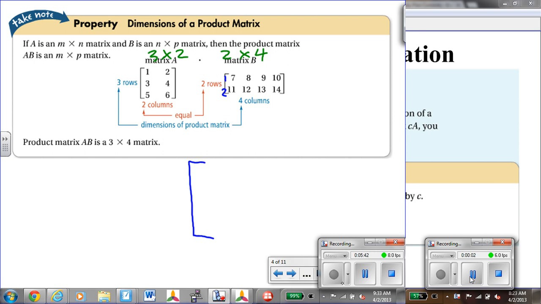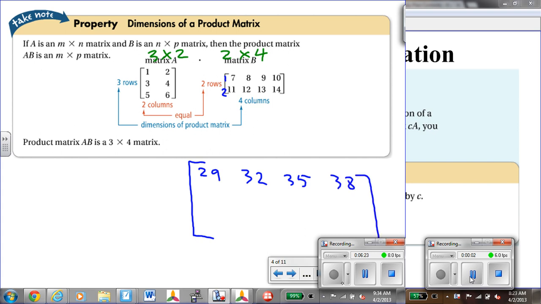When I take 1 times 7, I get what? 7. And 2 times 11 is? 22. And what's 22 plus 7? 29. Okay, I multiplied row 1 times column 1. I got my row 1, column 1. And now I go to the next one. What's 1 times 8? 2 times 12? 24 and 8 is? 32. Remember, this 1 and 2 is row 1, so everything I get should be on row 1 until I'm finished. Okay? And so if I kept going, you'd have 9 and 26, which is 35. You'd have 10 and 28, which is 38. And then I ran out, right?